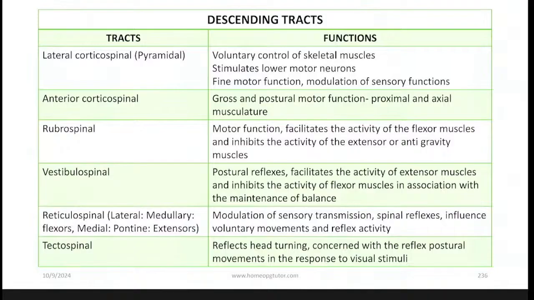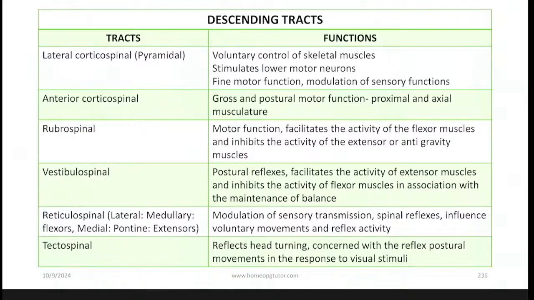Coming to the rubrospinal tract. Remember, that was in the lateral column, right? So the rubrospinal tract deals with motor function, and it also facilitates the activity of the flexor muscles. In short, you can say that it inhibits the activity of extensors, or the anti-gravity muscles. Okay, extensors or the anti-gravity muscles. Just remember the rubrospinal tract. Anything regarding the anti-gravity muscles, always remember the rubrospinal tract.